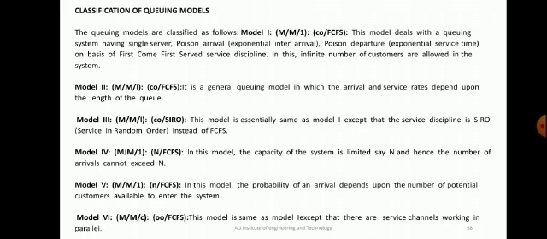Model 3. This model is essentially the same as Model 1 except that the service discipline is random order instead of FCFS. Model 4. In this model the system capacity is limited to, say, N, hence the number of arrivals cannot exceed N. Model 5. In this model the probability of an arrival depends upon the number of potential customers available to enter the system. Model 6. This model is the same as Model 1 except that there are several service channels working in parallel.